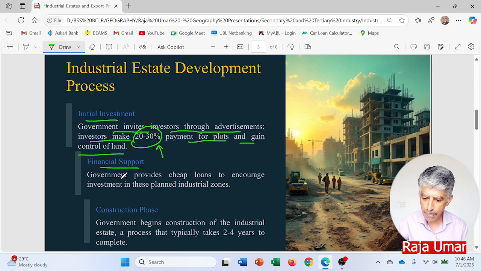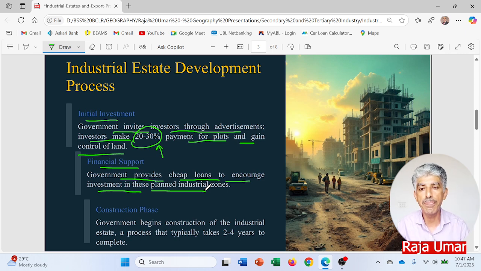Then financial support, government provides cheap loans to encourage investment in these planned industrial zones. Government can give this financial support to those industrialists in the form of loans, so that they might be able to construct the building over there, and they may be able to import the required machinery for that production of the product. So this is the government support provided.